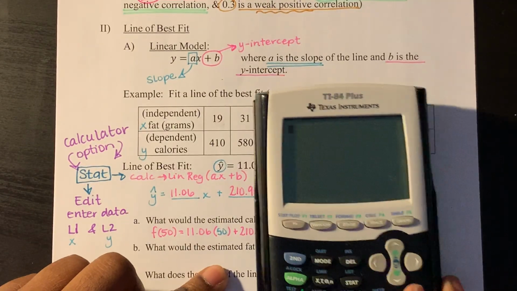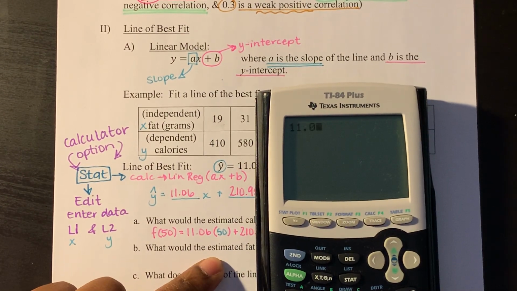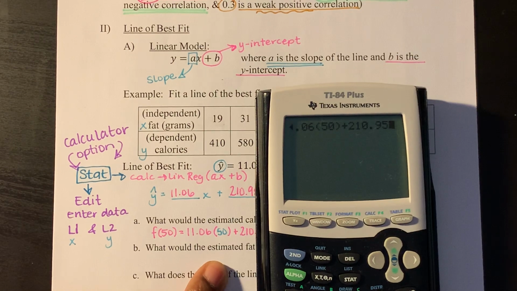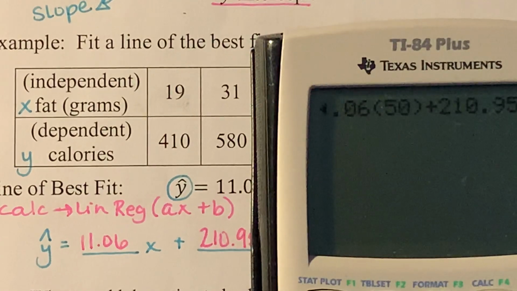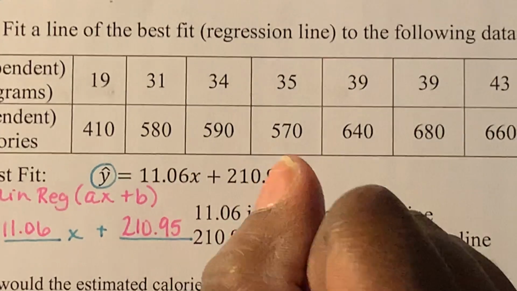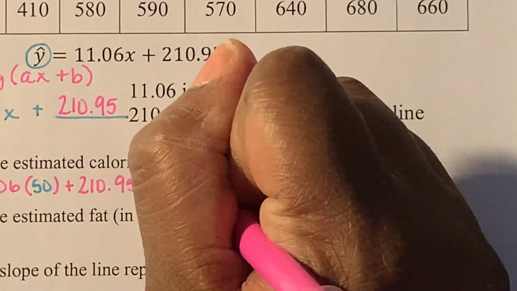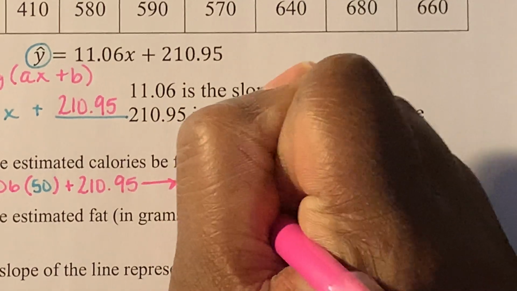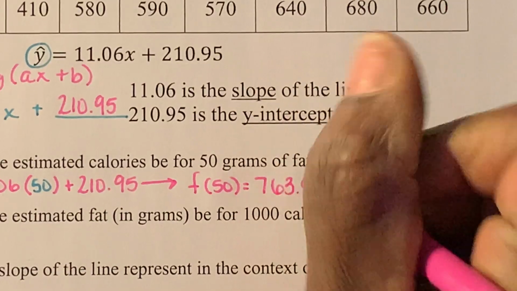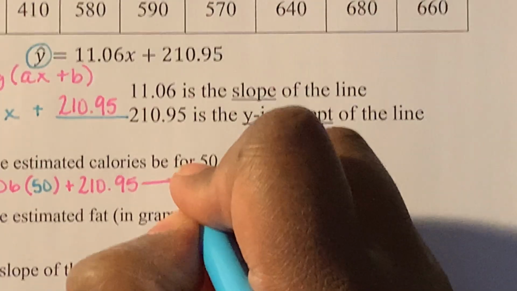Save yourself some time, dude. Plug it into your calculator. So, plugging it straight into my calculator, 11.06 times my 50 plus 210.95. When I hit enter, and I'll zoom for you so you can see my calculator, now I have 763.95. So my F of 50 is equal to 763.95. Done. There's my answer.